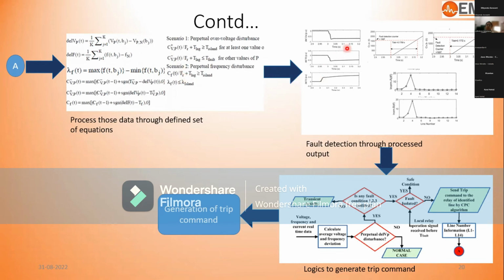So these are again those results which I already discussed. After getting the data from EMTP and the CSV file and processing it through a certain set of equations, we will get outputs like this. Once we have these outputs, the judgment logic for the trip command can be applied here, and it will generate the trip command. So this is the basic logic of this complete work.